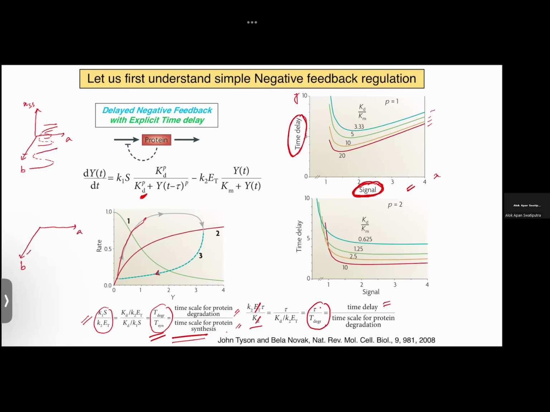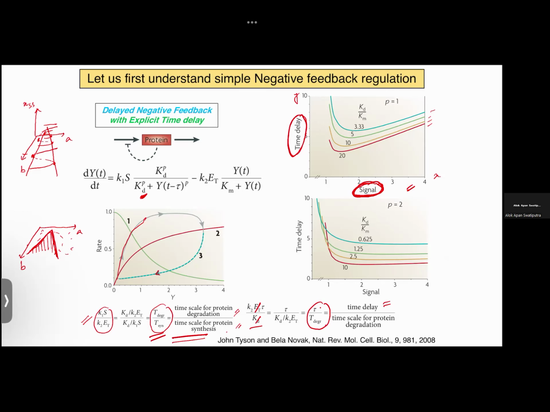can I draw something like this, where these two lines are the locus of these two saddle lines? Okay. So whatever is inside this window is a bistable window. Whatever is outside is monostable.